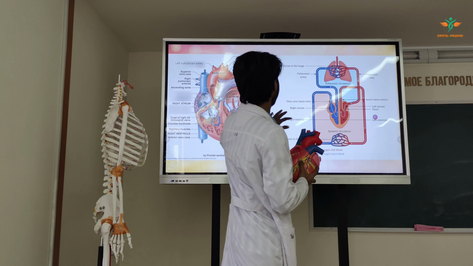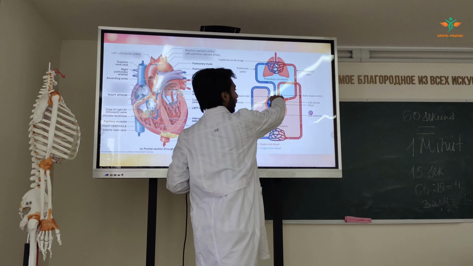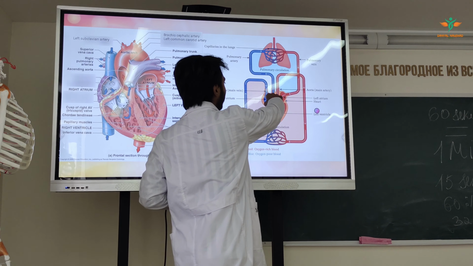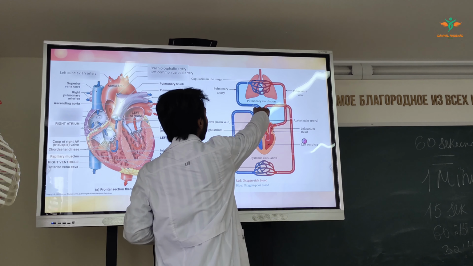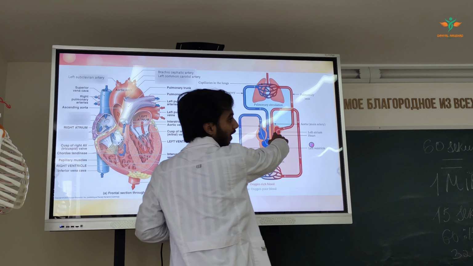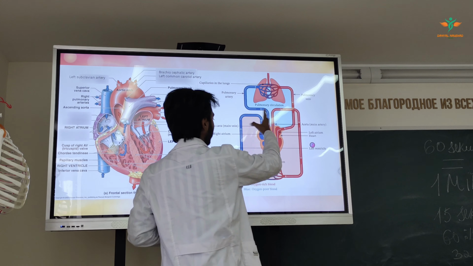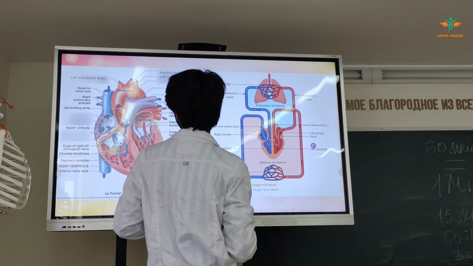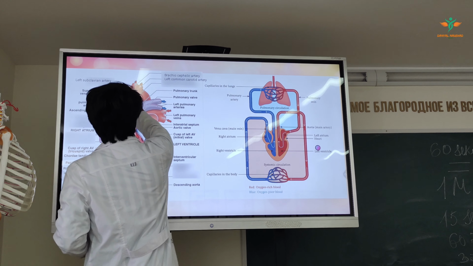The naming of this is circulation. This is pulmonary circulation. It starts from the right ventricle, then goes to the lungs, and then the oxygenated blood comes to the left atrium. Then systemic circulation. There is an aortic arch.